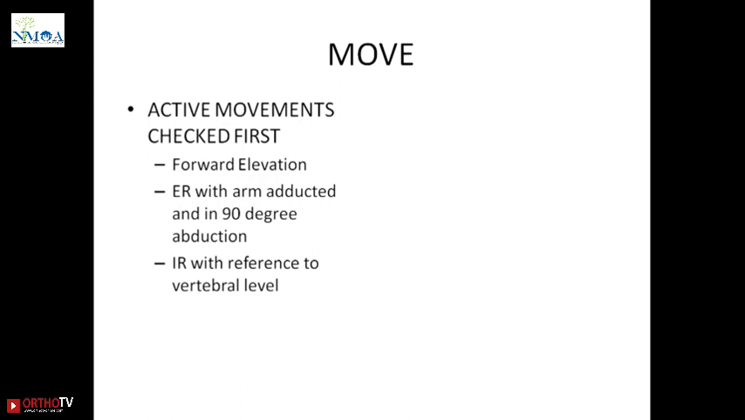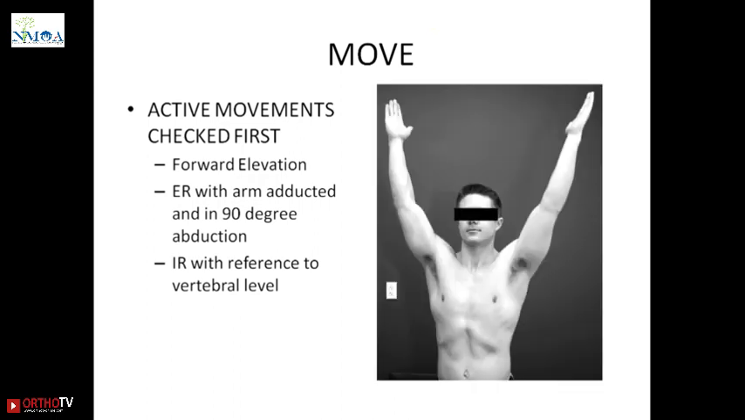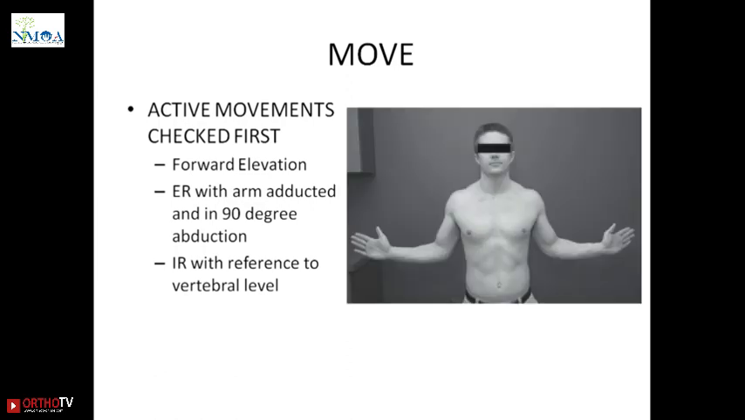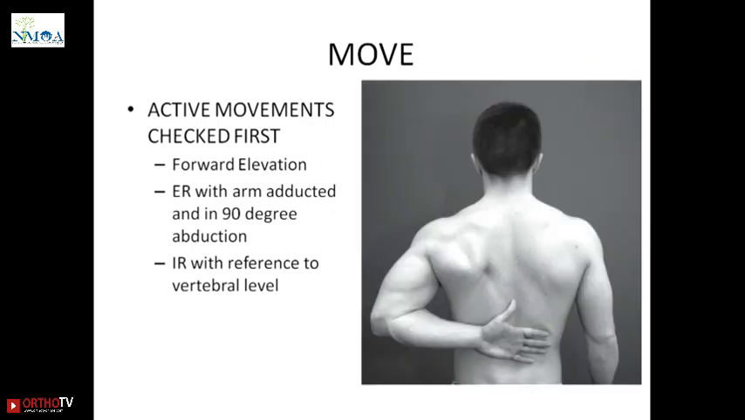The next thing that we have to see is the movements. Always, the active movements are checked first. The three movements that are checked are forward elevation, where we should document how much the forward elevation is compared to the other side; external rotation with the arm adducted, in 90 degrees of flexion; and internal rotation, which is usually referenced to the vertebral level.